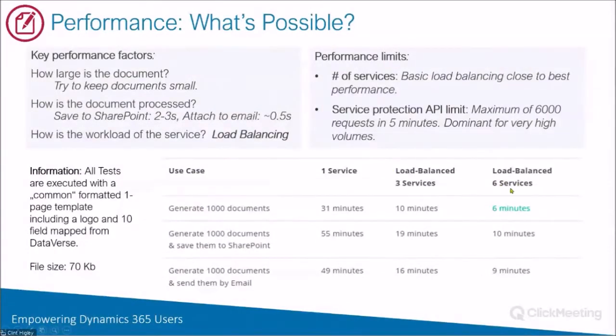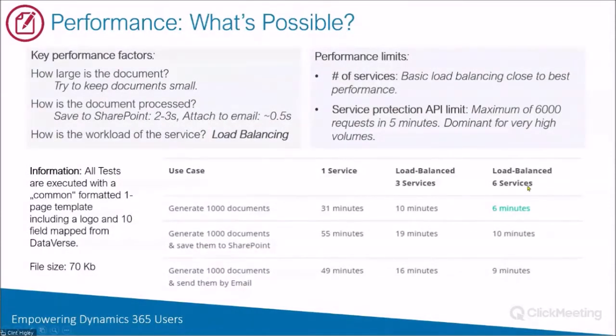A couple of things of note here. The performance limit is based upon the number of services. If we go over 6, we found 6 is kind of the sweet spot, and we'd love to say you can have as many load balancing services as you want.